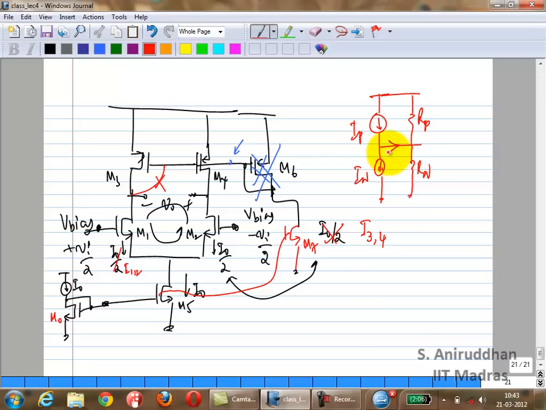See, let us go back to our original case. A single-ended op-amp. Let us say we had something like this. And you're trying to define an I0, let us say, which was 30 microamps.